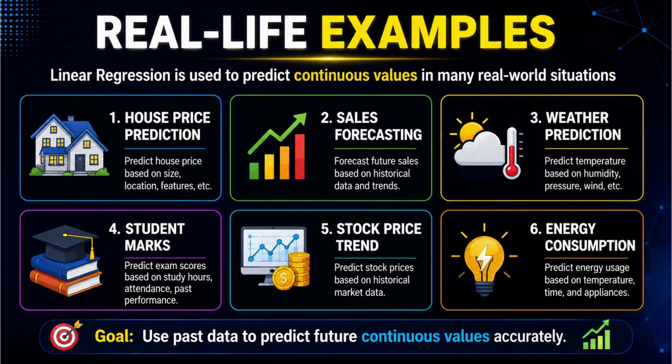So real life examples we have already seen, but predicting the house price based on size, location, features is an example. Sales forecasting, forecasting future sales values based on historical data and trends. Weather prediction, predict the temperature based on humidity, pressure, wind. Student marks, predict exam scores based on study hours, attendance, past performance. Stock price based on historical market data. Energy consumption based on temperature, time and appliances. So if you see here, we have increased the number of features, X's. Okay, so then it becomes an actual real life example.